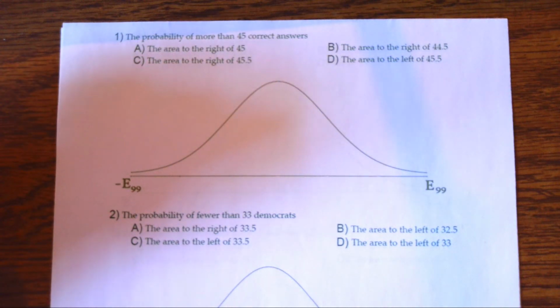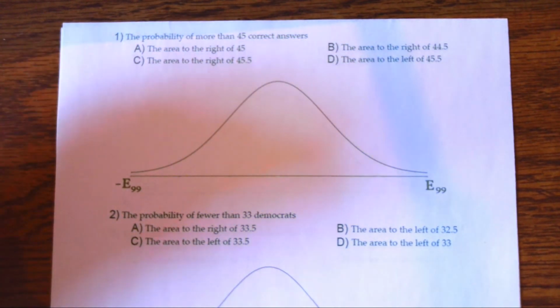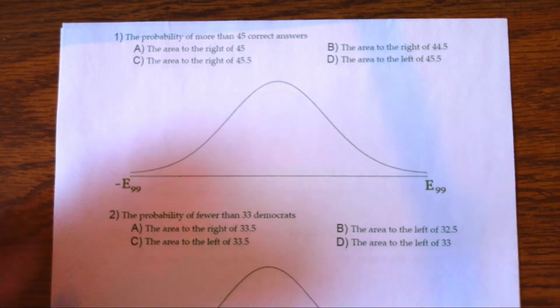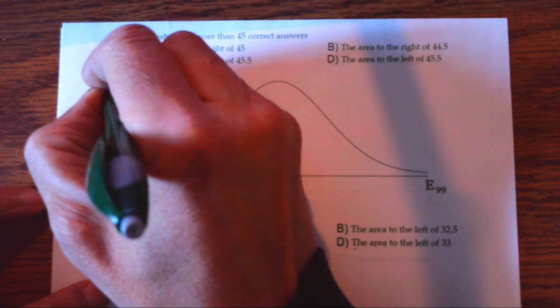Alright, this is numbers 1 through 6 from your Section 6.6 homework worksheet. These approximate or replicate, mirror what you'll actually see on an exam, meaning that it's multiple choice. So, first thing, probability of more than 48 correct answers. Alright, more than 48. I want to write that as an inequality.